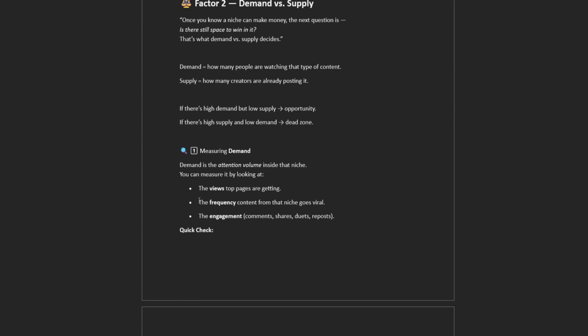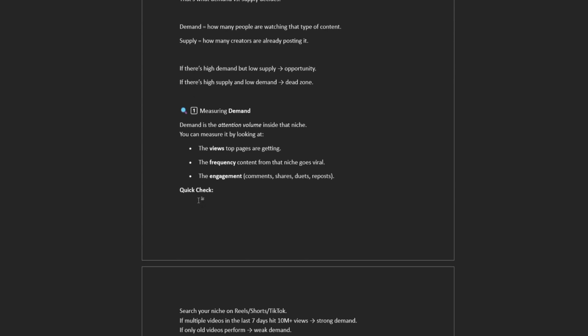Demand is the attention volume inside your niche. You can measure it by looking at the views of the top pages, the frequency of content from which the niche goes viral, and the engagement: comments, shares, reposts, that kind of stuff.